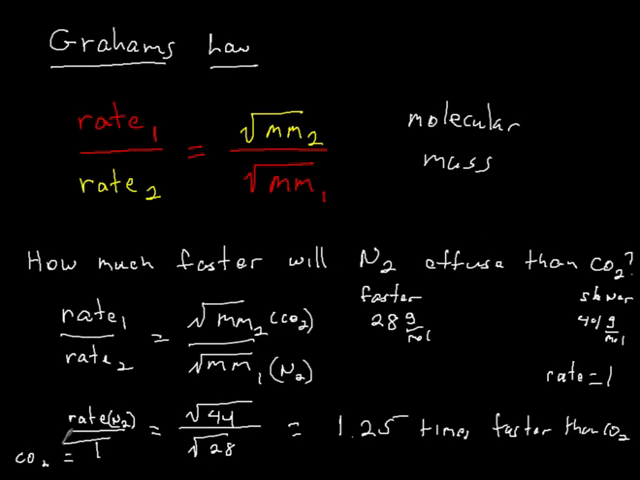We made CO2's rate 1. And so if the CO2 rate is 1, then the nitrogen rate is 1.25. Well, it's 1.25 times faster than CO2. And so that's how I recommend you set those up.